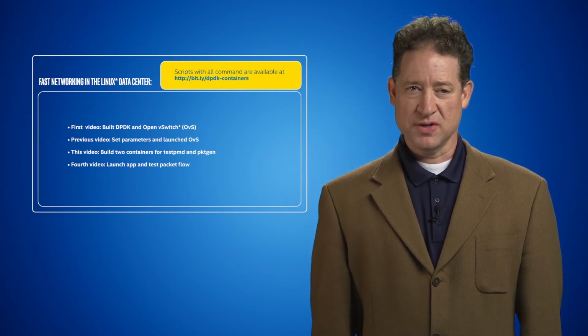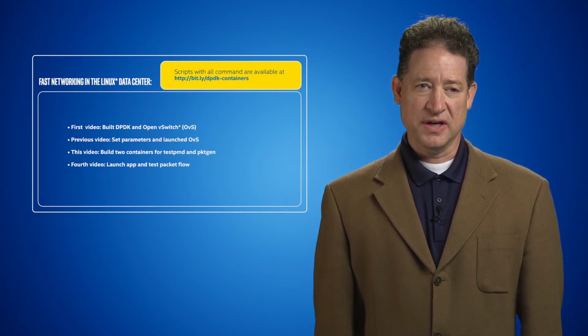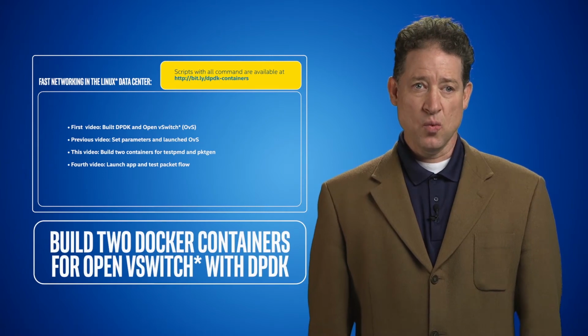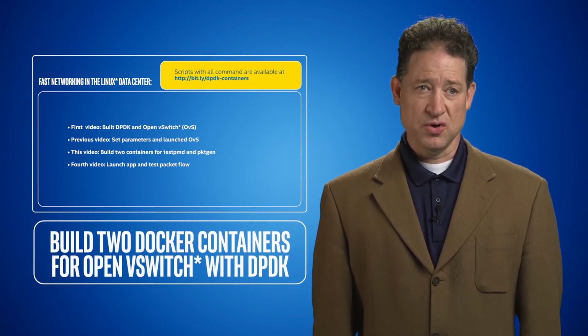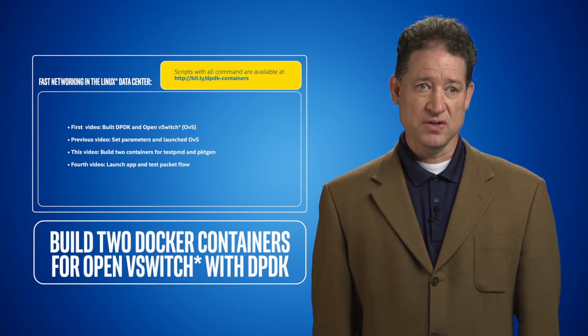Welcome to the third part of our series on fast networking in the Linux data center. In this part, we will build two containers that communicate with each other using DPDK-enabled Open vSwitch.